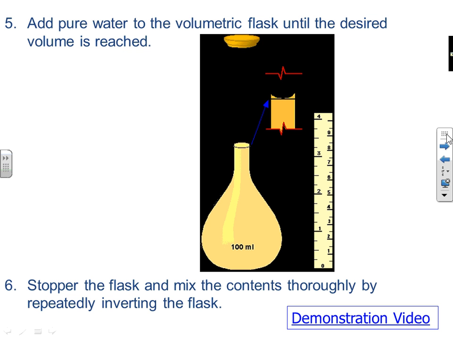We call it a graduation line to represent where it's been marked. And then stopper the flask and mix it thoroughly repeatedly by inverting. So your flask will either have a glass stopper, which works quite well, right? Which you'll just hang on to, invert, give it a shake, right? That's how you mix it. Or if we've misplaced the glass stopper, you'll just have a rubber stopper. You'll put it on snugly, invert, give it a mix, and shake.